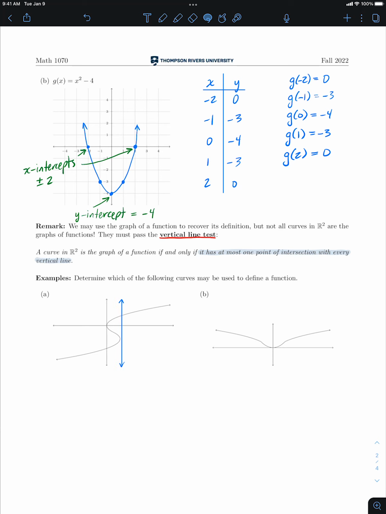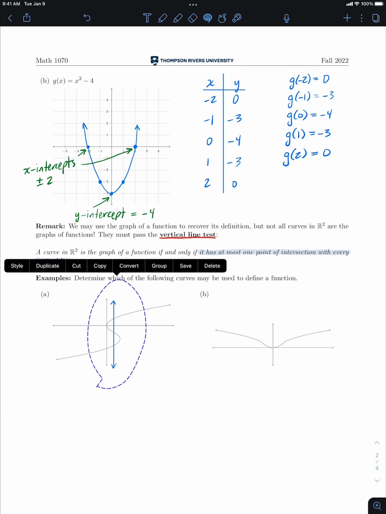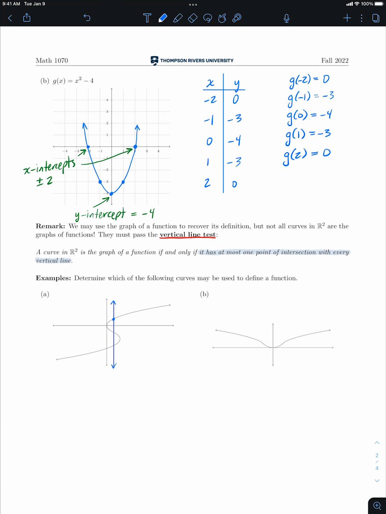But now you can see that the answer is, right when we get to here, once we get into this region, right? This is where the problem region is. Once you're in here, you actually hit the graph 3 times, right? There's a point here where that vertical line intersects with the graph. There's another point here, and then another point here. All 3 of those points are points of intersection with that vertical line. So the vertical line test fails.